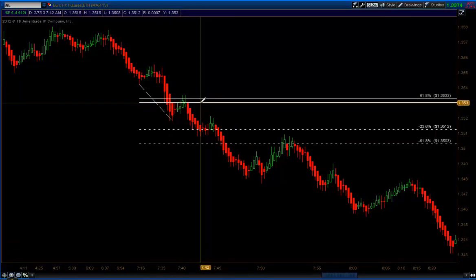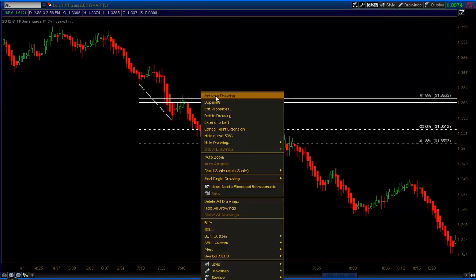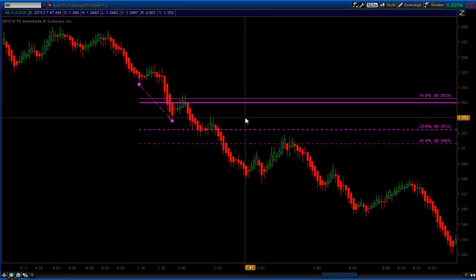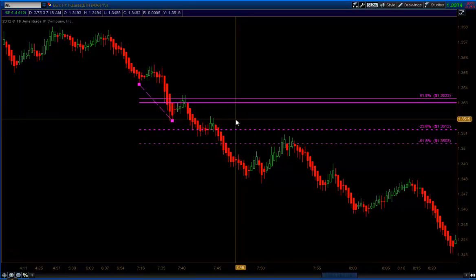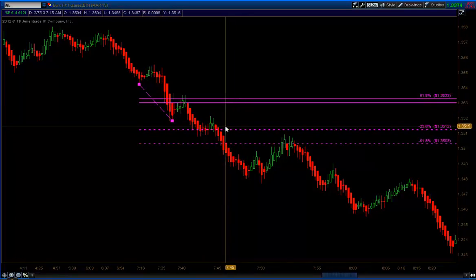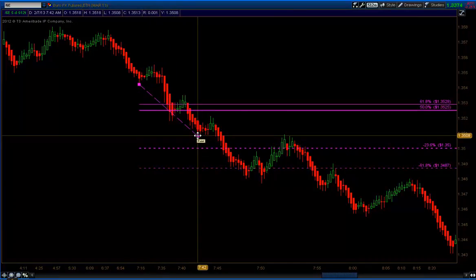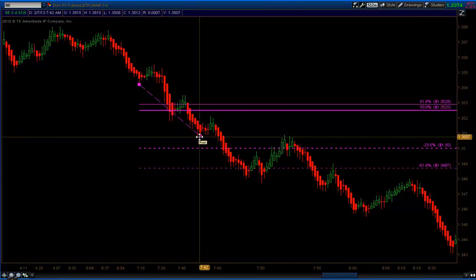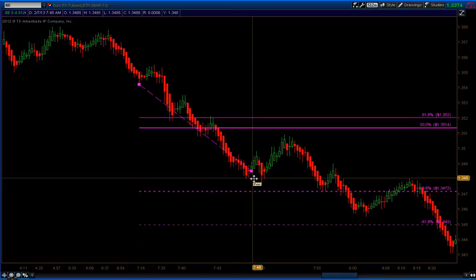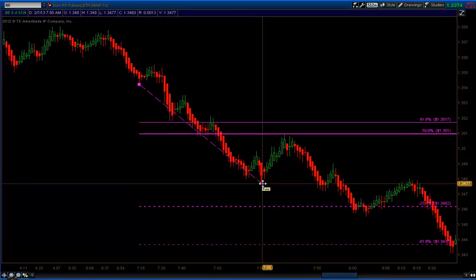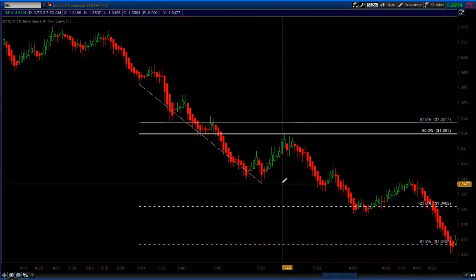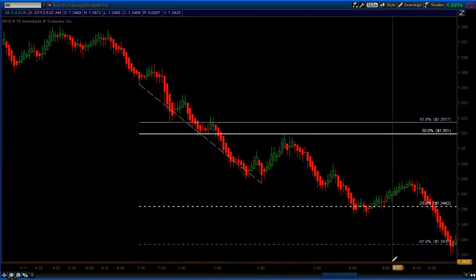And what we have then is a series of extensions that begin to form. And the way that I will continue to draw the extensions is to use the same anchor to new lows, and then yet again, same anchor to new lows. And that gives us a series of extensions. Now, oftentimes it can be a little bit difficult to get into an extension.